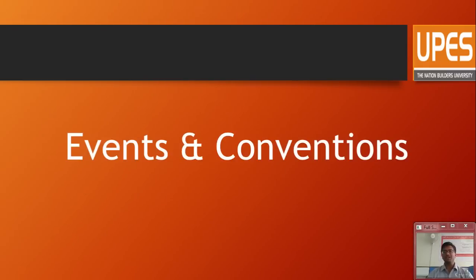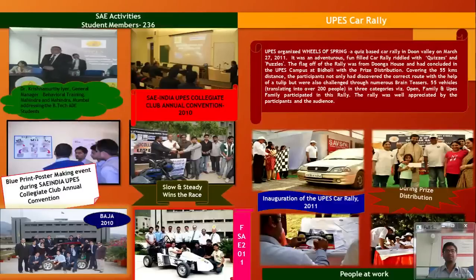Events and conventions. UPES ADE has a number of clubs under which different types of competitions are held. Society of Automotive Engineering Club: we have 236 active student members, and they are holding different types of competitions. And these are a few pics of it.